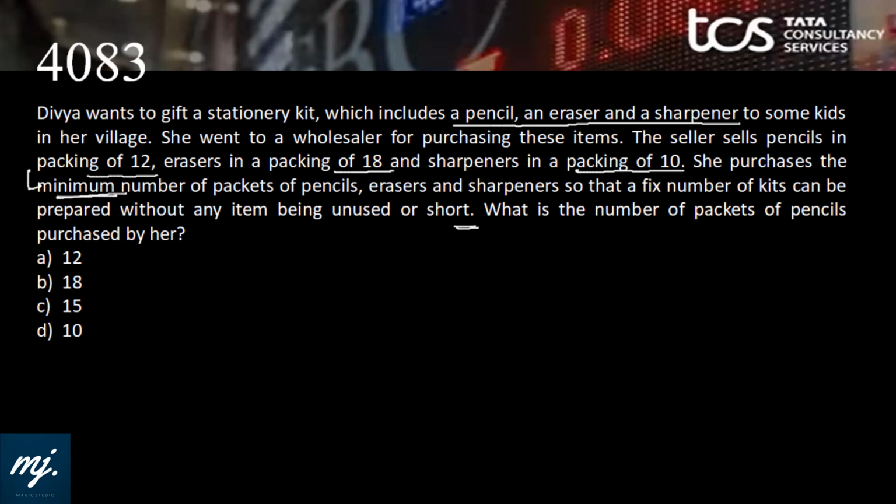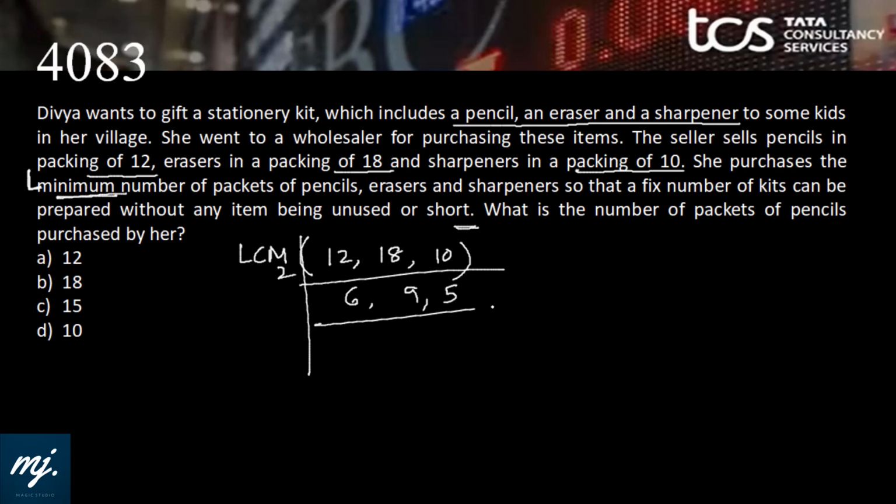Minimum number, LCM. We are looking out for the LCM of 12, 18, and 10. That's it. 2, 6, 9, 5, and then we have 3, 2, 3, 5. So LCM is 6 into 2, 12 into 15. That is 180. She would be purchasing 180 pieces of each, not the packets, 180 pieces of each.